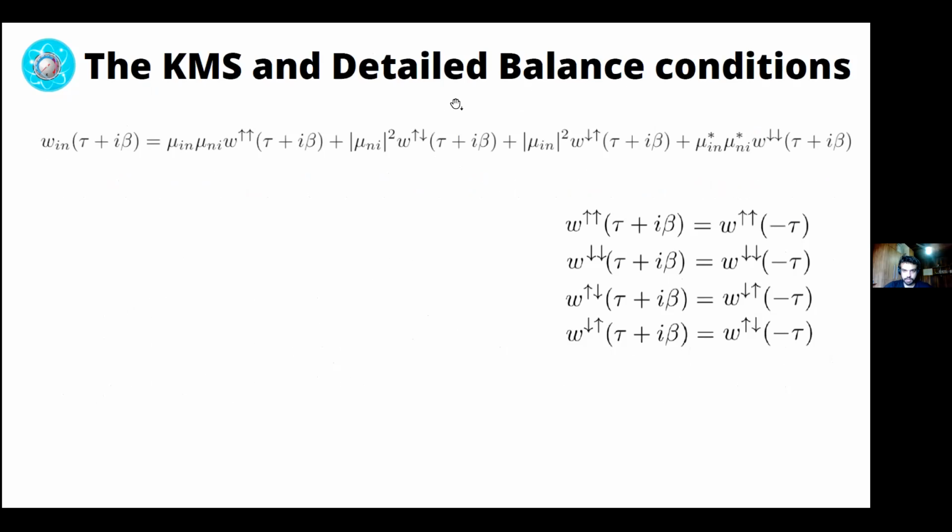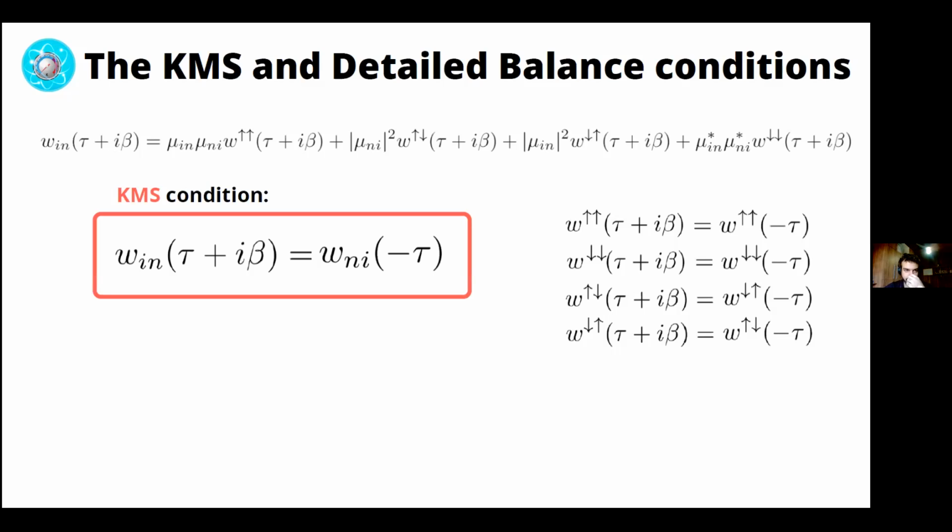But these terms here get swapped, because the W up arrow down arrow and W down arrow up arrow swap places because of the KMS condition in this case. And then what happens here in the end is that the KMS condition implied for this WIN function is that WIN of tau plus I beta is W in I of minus tau, which will essentially map excitation probability to de-excitation probability, as we will see soon.